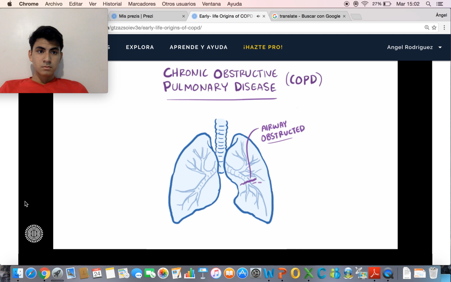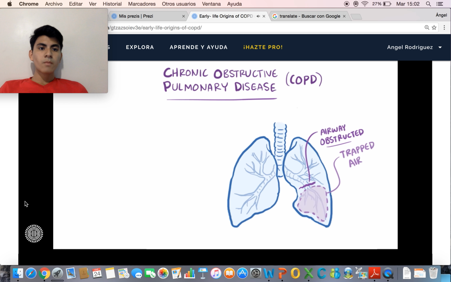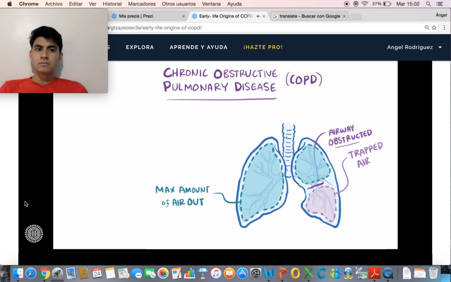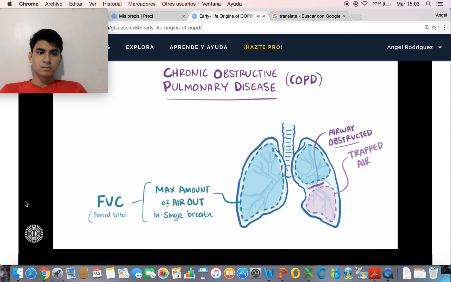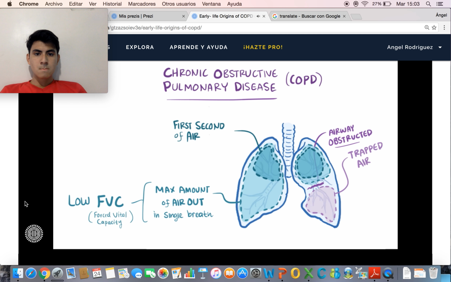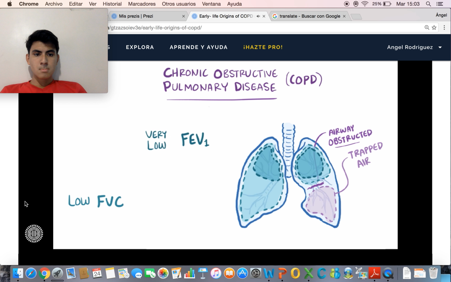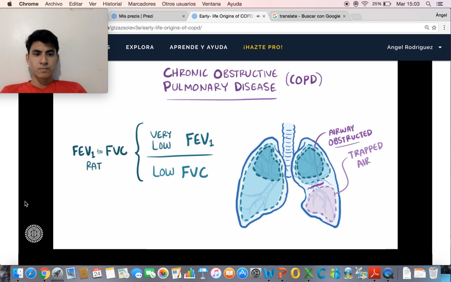The airways become obstructed, and the lungs don't empty properly, and that leaves air trapped inside the lungs. For that reason, the maximum amount of air people with COPD can breathe out, known as the forced vital capacity (FVC), is reduced. This reduction is especially noticeable in the first second of air breathed out, called FEV1, forced expiratory volume in 1 second, which typically is reduced even more than the FVC. A useful metric, therefore, is the FEV1 to FVC ratio, which, since the FEV1 goes down even more than the FVC, goes down as well.